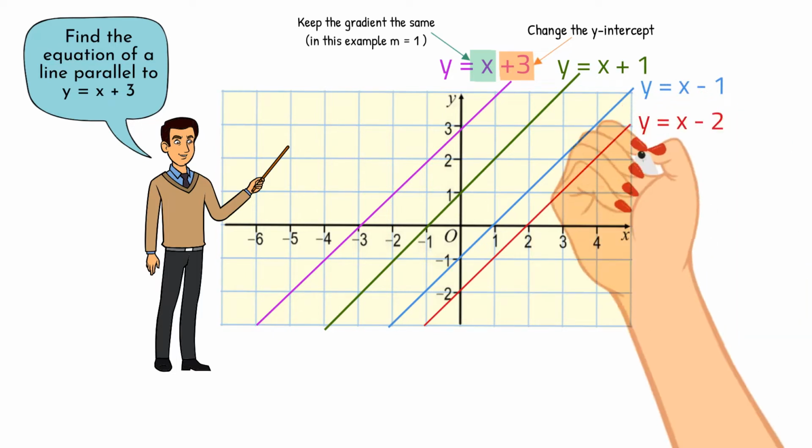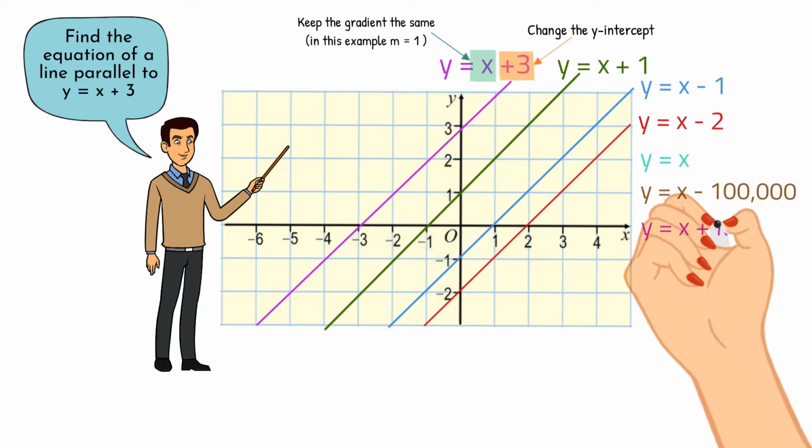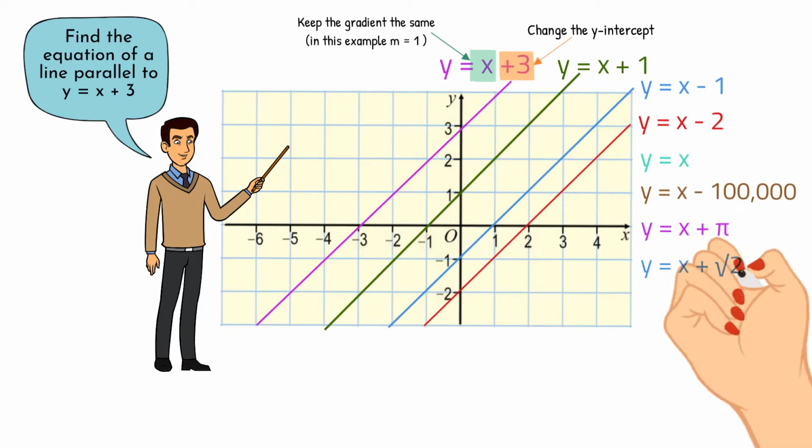And we don't even need to plot it. I could go for y equals x minus 100,000, or I could even be really irritating and say y is equal to x plus pi, or pick another irrational number for the y-intercept, x plus root 2. All of these lines are in fact parallel because they all have the same gradient.